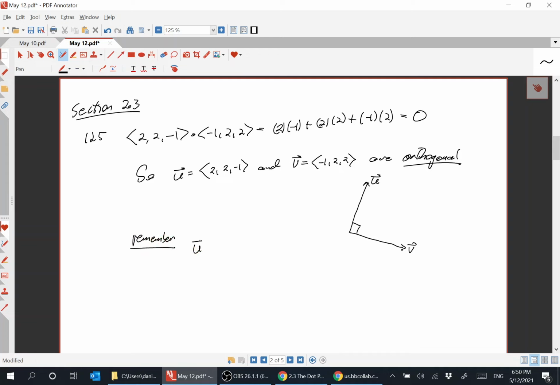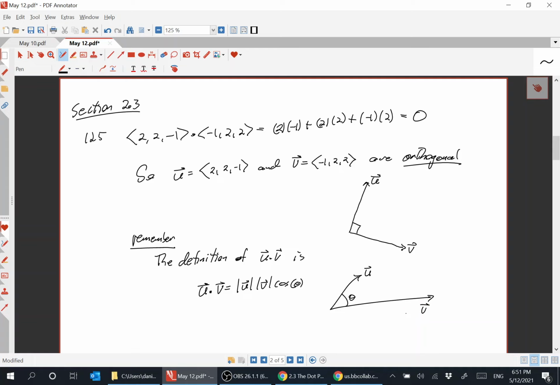So remember, the dot product u dot v, when you know the coordinates, you can calculate it that way, but the definition of the dot product u dot v in any dimension is the length of u times the length of v times cosine of theta, where theta is the angle between the two vectors. The dot product is positive when the angle, not the reflexive angle, the angle between 0 and 180. You can also look at that other angle, but we don't want that one.